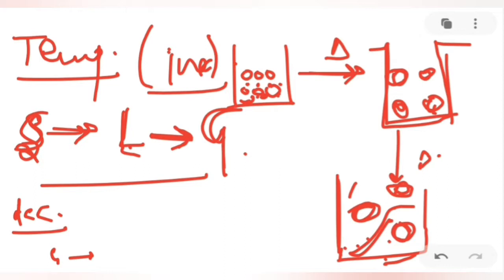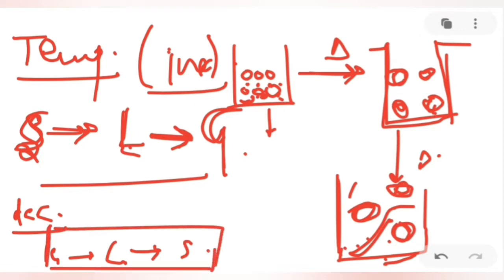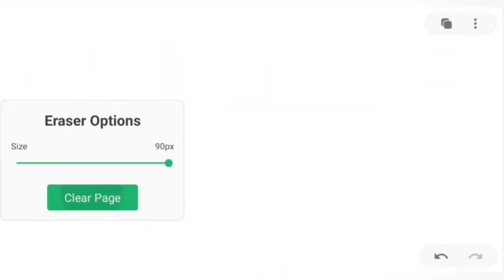So what is happening? It is getting converted into liquid, and further, when we are not giving energy, the speed with which the particles were moving will slow down. Now it will change into solid, and they will come very close to each other. So this was the effect of temperature on changing the state of matter.